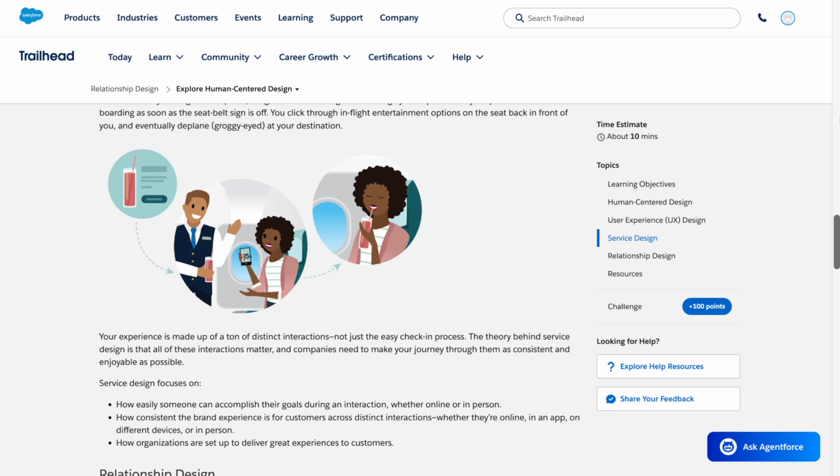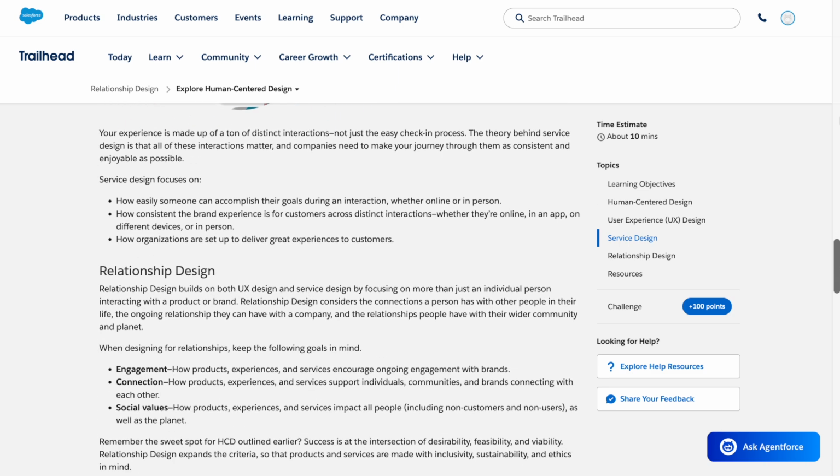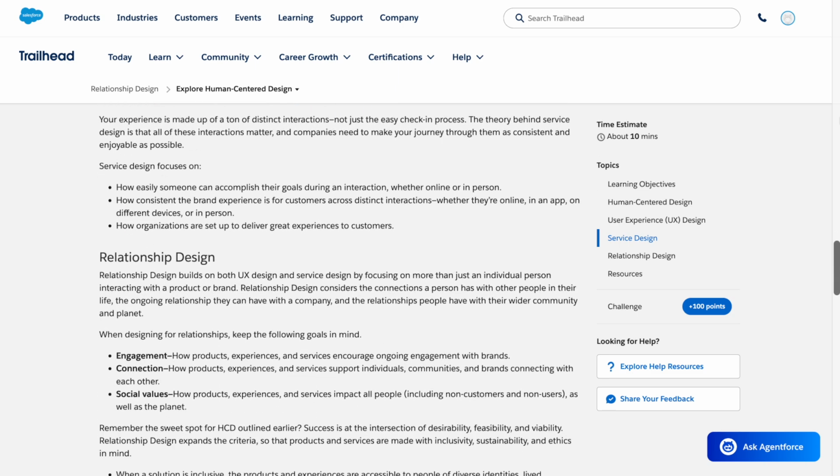Your experience is made up of a ton of distinct interactions, not just the easy check-in process. The theory behind service design is that all of these interactions matter, and companies need to make your journey through them as consistent and enjoyable as possible.